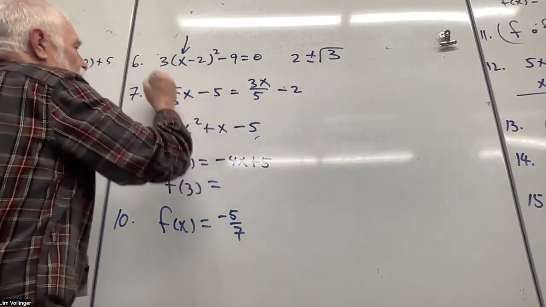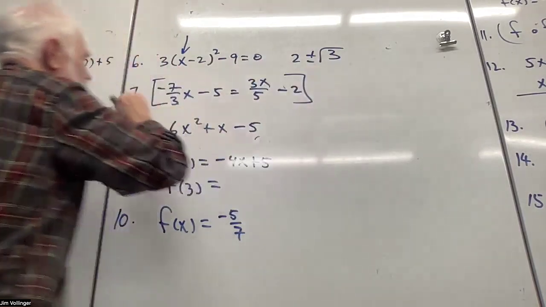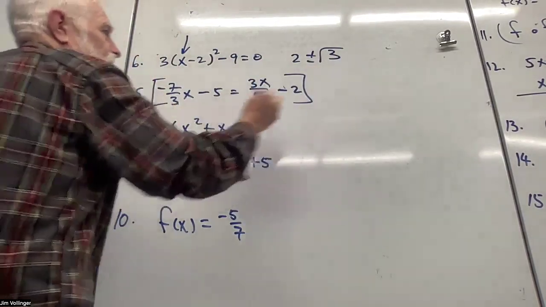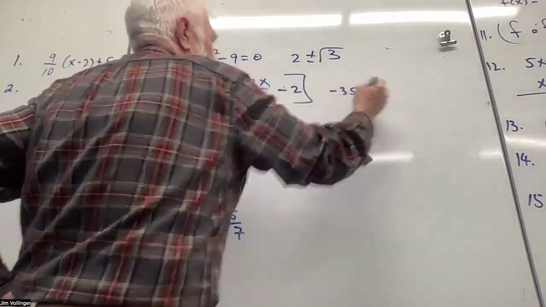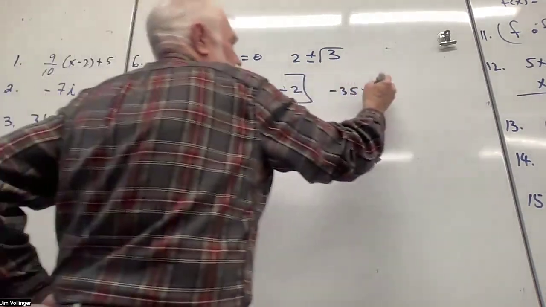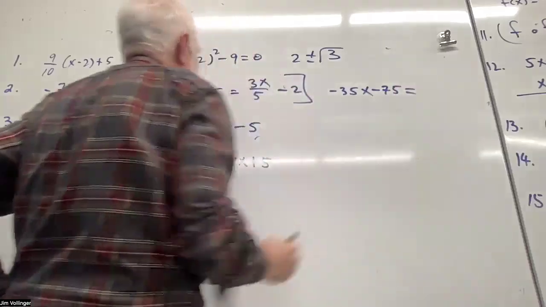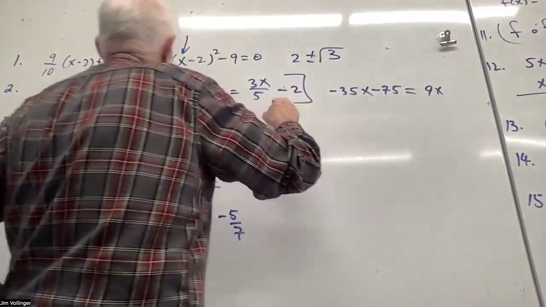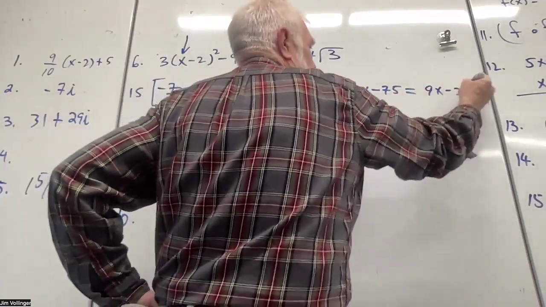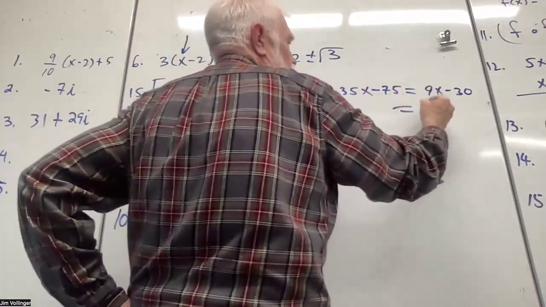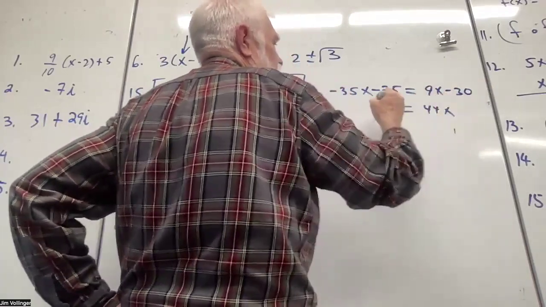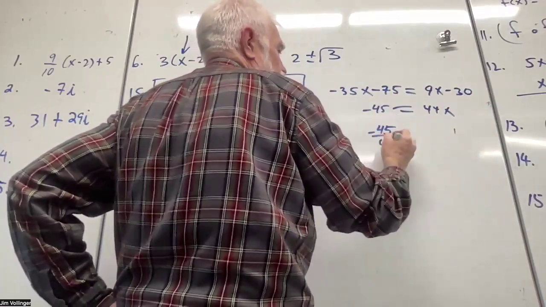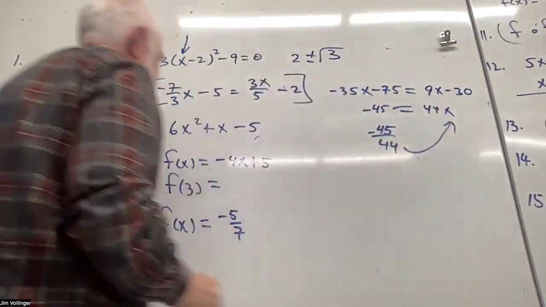All right, this one here, probably have to do some writing. Might lose track of things, so we're going to multiply by 15. So we got minus 35x, we got minus 75. And that's equal to 3 times 3x, 9x, minus 30. Hopefully the numbers speak for themselves. Bring that this way, 44x. Bring that this way, minus 45. And so we got minus 45/44 is our x value.